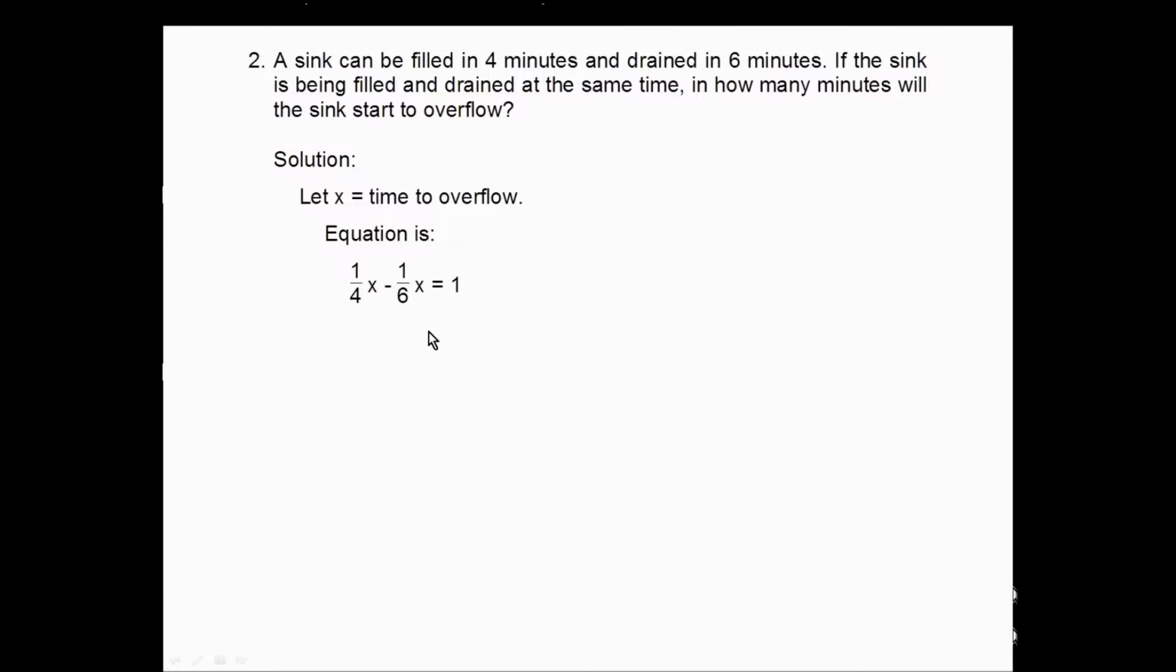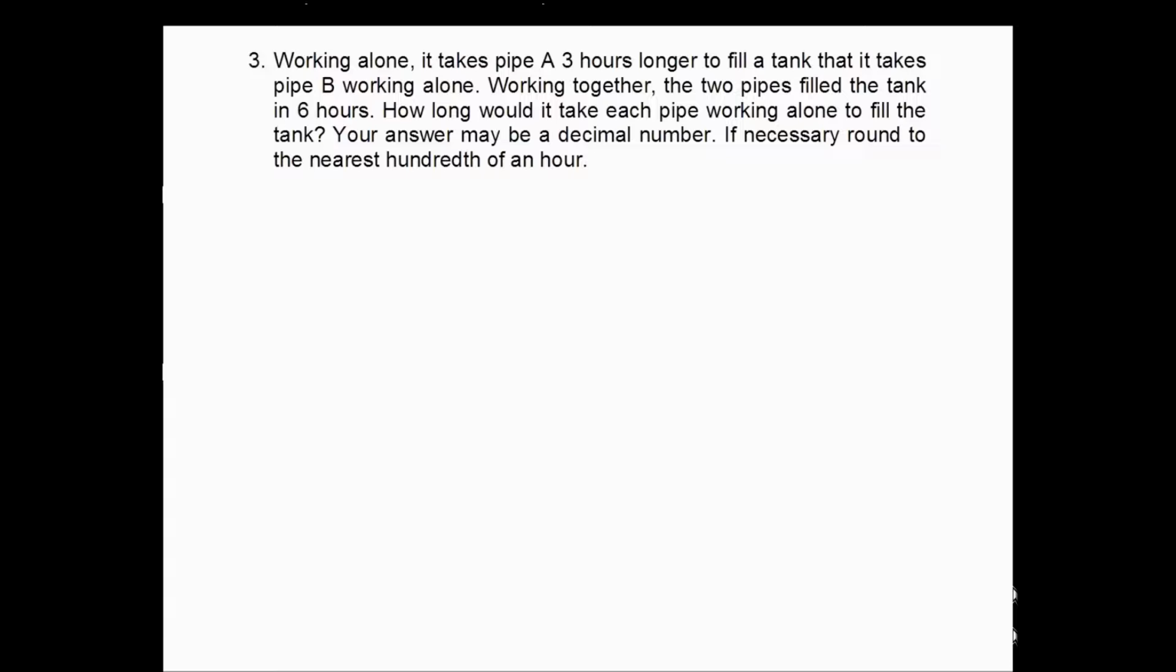Common denominator for 4 and 6 is 12, so multiply everybody by 12. 12 over 4 is 3, 12 over 6 is 2, and don't forget 1 times 12. So I have 3x minus 2x equals 12. The equation just solved itself. x is 12 minutes, the exact same thing our calculator gave us. So again, when the individual times are given as numbers, you can do that on the calculator.